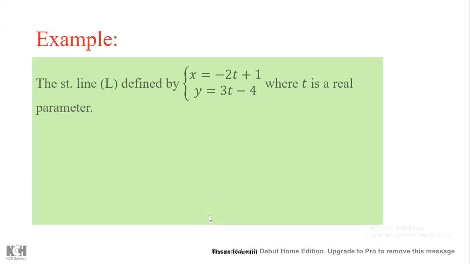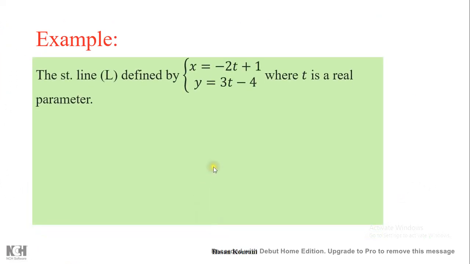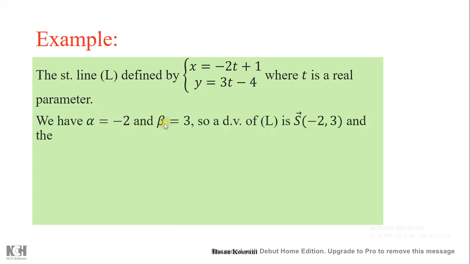Example: a straight line L defined by x equals -2t + 1, y equals 3t minus 4, where t is a real parameter. We have here alpha equal minus 2, beta equal 3. So a direction vector, as a rule, is (alpha, beta), so it will be (-2, 3). And the slope will be similar to what we said before. It will be the ordinate over the abscissa of the direction vector just obtained: 3 over negative 2, which is minus 3 over 2.